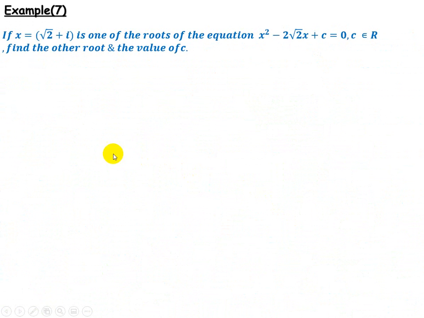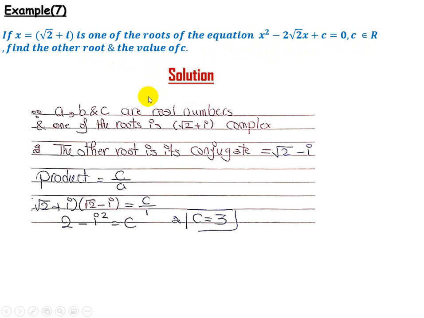Exercise number 7. If x equals root 2 plus i is one of the roots of the equation x squared minus 2 root 2 x plus c equals 0, where c belongs to R, find the other root and the value of c. Since the coefficients a, b, and c are real numbers, and one of the roots is root 2 plus i, which is a complex number, therefore the other root is its conjugate, which equals root 2 minus i.